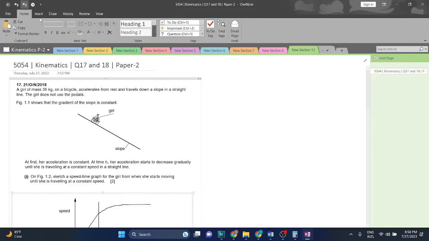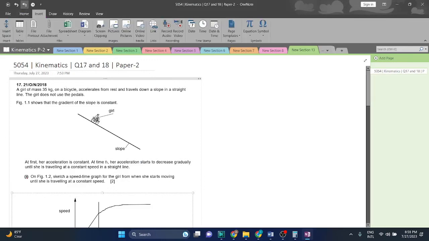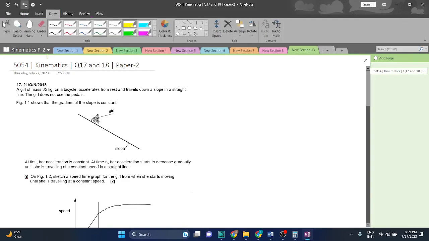वेलकम बैक गाइस। हम करेंगे काइनेमैटिक्स क्वेश्चन 17 से 18 तक। क्वेश्चन 17, a girl of mass 35 kilograms on a bicycle accelerates from rest and travels down a slope in a straight line. एक स्लोप है और गर्ल उससे बाइसाइकिल पे जा रही है.